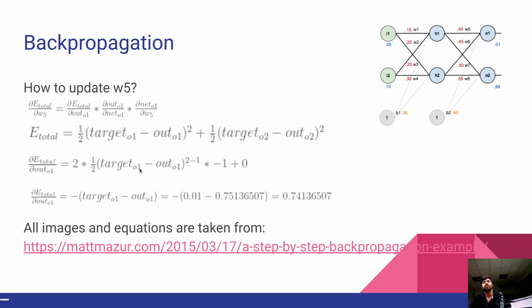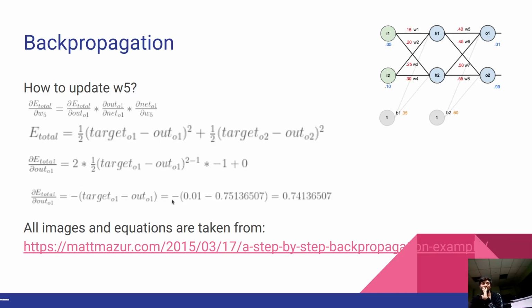Now half into target O1 minus out O1. Since we have taken the derivative with respect to this whole thing, we have to take the derivative again with respect to all this. So this will be the derivative of minus out O1 with respect to out O1, which is minus 1. If we simplify, 2 into half is 1, 1 into minus 1 is minus, and here we get target O1 minus out O1. So this is the value of the derivative of E total with respect to out O1.